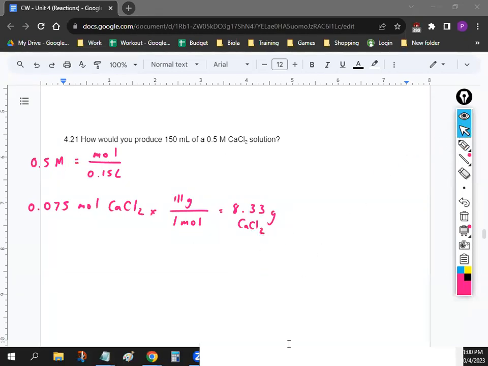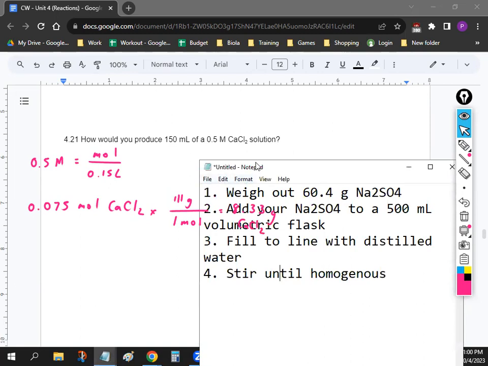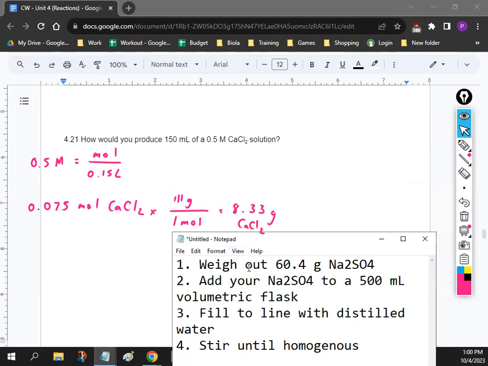So that's it for the calculations. It's pretty easy. Now that we have our measurements, all we have to do is change up the numbers and the chemical formulas in our procedures. So this time, you're going to weigh out 8.33 grams of CaCl2. You're going to add your CaCl2 this time to a 150 milliliter volumetric flask. And then you're going to fill with distilled water.